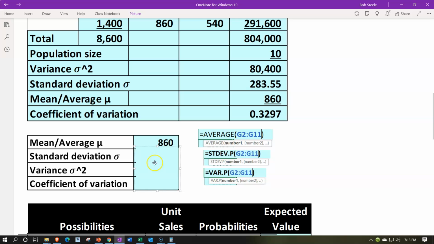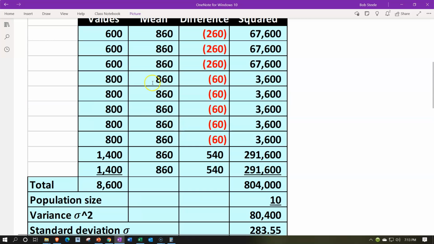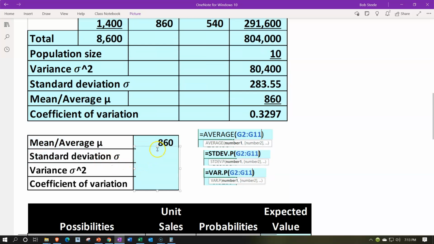So you might just see it like this, where it would be the mean or the average. The mu would be the average formula, equals average of the series of numbers, which would be just these 10 numbers. The series of numbers would give you that 860 once again. You can have the standard deviation, which would be the STDEV.P. The .P stands for population versus sample.